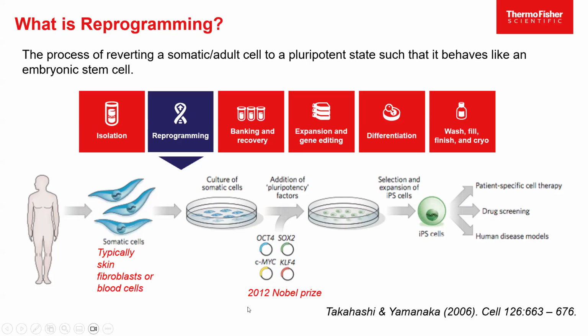What Shinya ended up publishing, and Jamie as well, is that the expression of four factors, OCT4, SOX2, CMYC, and KLF4, is enough to induce pluripotency in terminally differentiated fibroblast cells. This work originally was done in mice, but was later replicated in human. These factors, now termed the Yamanaka factors, are able to induce a transcription cascade inside these cells that would change the state of the cell.